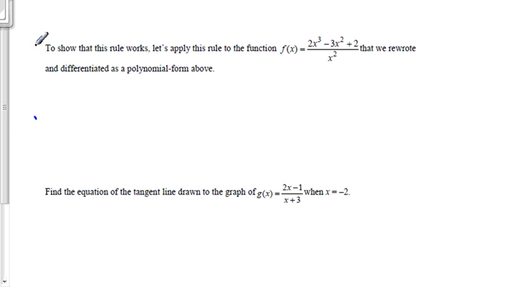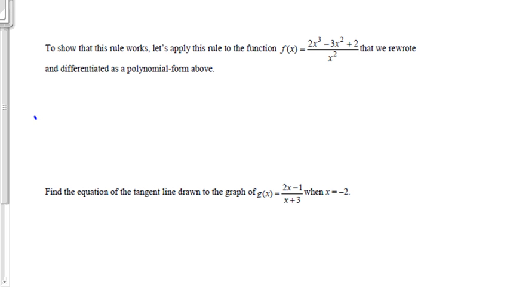Okay, so we have Unit 3, Day 20 Notes, Part 2. This first step is to show that this rule works, the quotient rule. Let's apply this rule to the first function we did. So we rewrote it in polynomial form, then differentiated it. So now we're going to use the quotient rule.